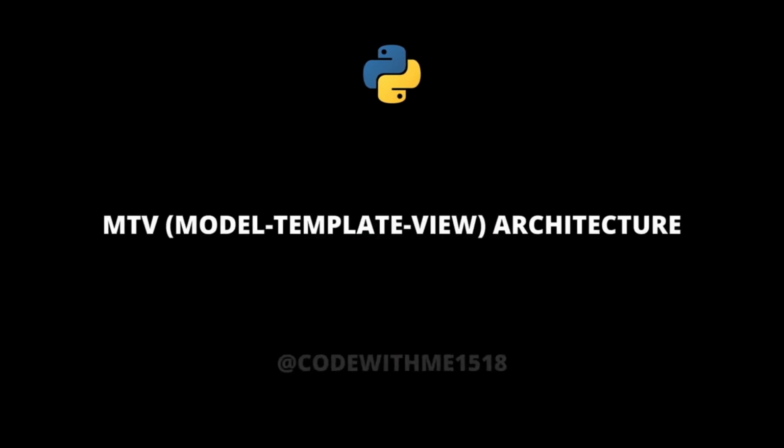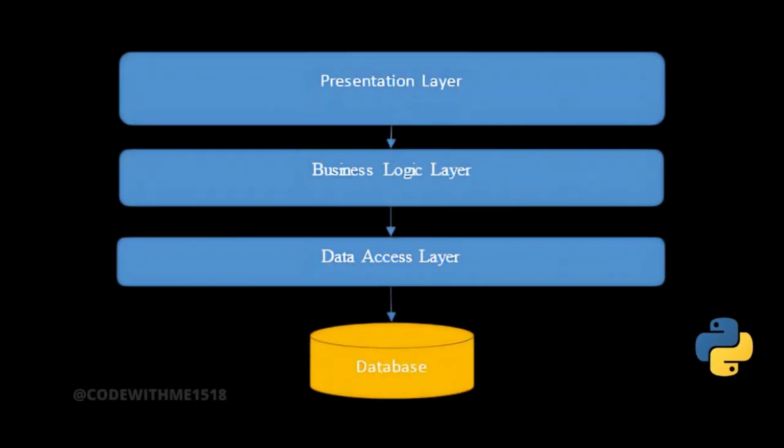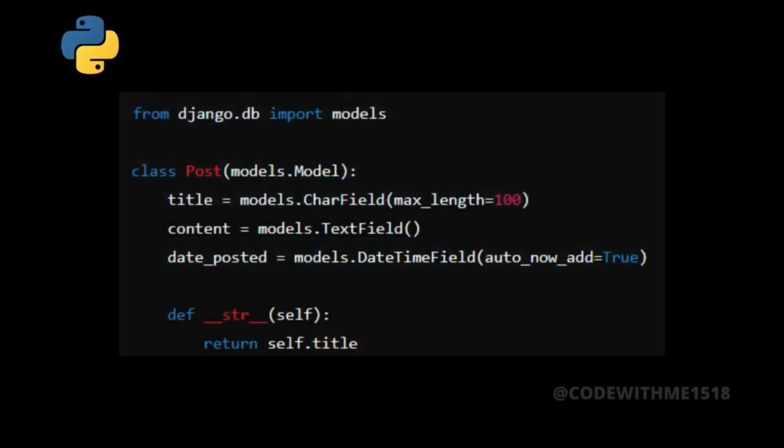Django follows the MTV (Model-Template-View) architecture, which separates the data access logic, business logic, and presentation logic. Let's understand each component with a simple example. First, let's define a model in blog/models.py. This model defines a post with title, content, and date_posted fields.